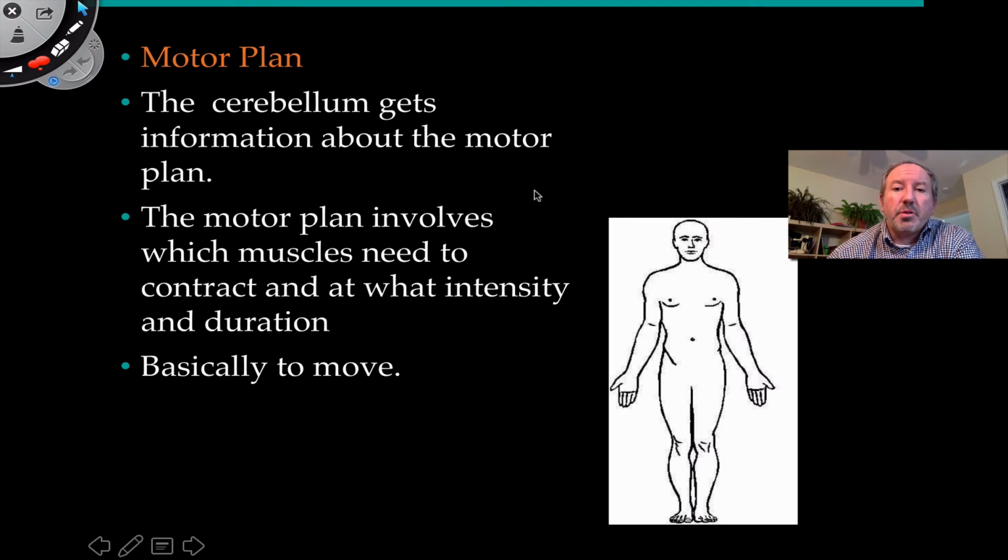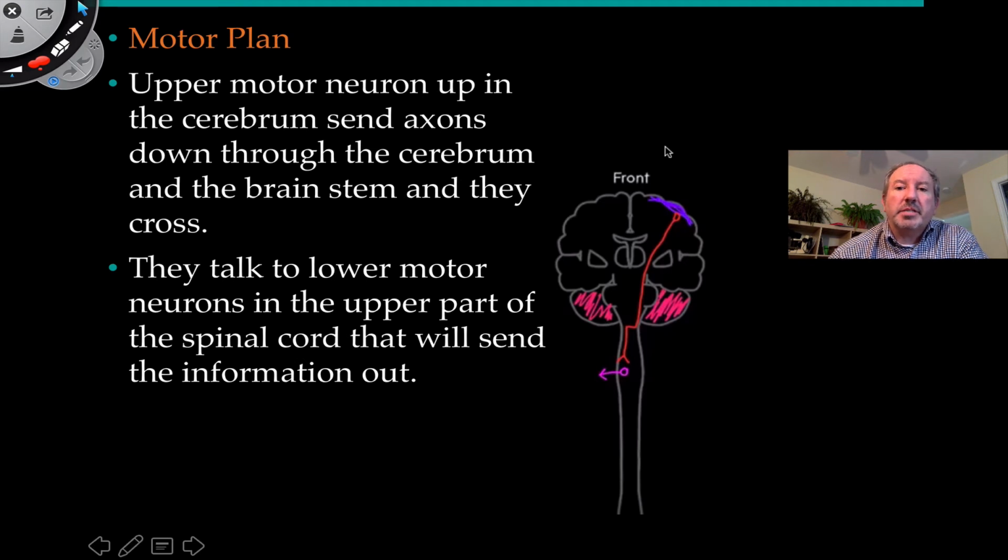And so what happens is, as I mentioned, that occurs up here in the upper part of the brain. But the cerebellum, which is in the lower part towards posterior, gets that information about the plan. And so the motor plan involves which muscles need to contract in order to do the task. What is the intensity? Should I go easy? Should I go hard? And for how long? Duration. So basically the plan is to move. And so the cerebellum's going to get that information, and this is how it's going to work.